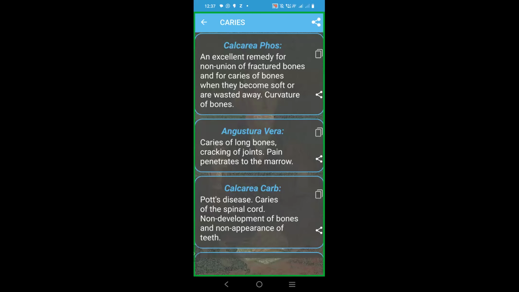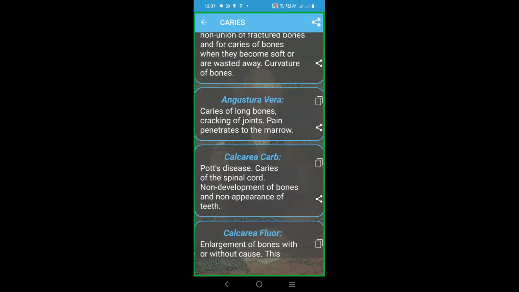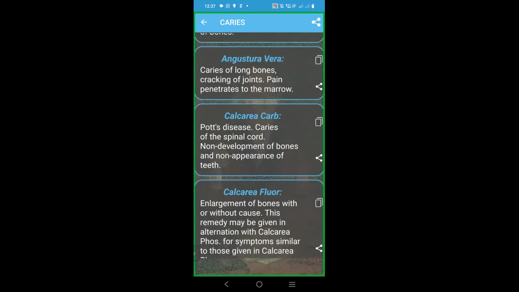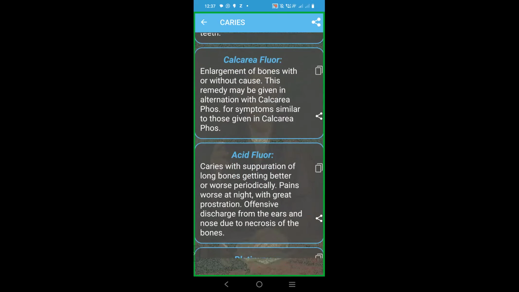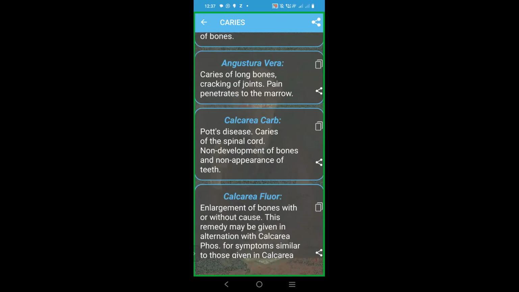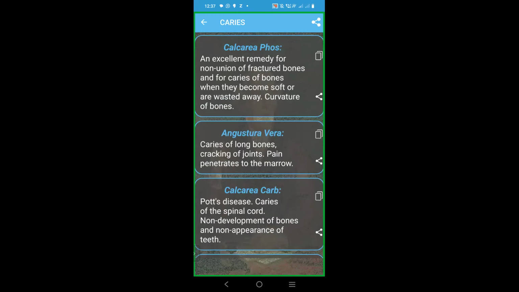So calcarea phos is an excellent remedy for non-union. Calcarea phos is calcium phosphate, and calcium is very much required for the bones, for example in curvature of the bones. So these are the remedies as per the priority. See, this is the beauty of this particular book, Select Your Remedy by Bishwambar Das. This book is also available in the market.